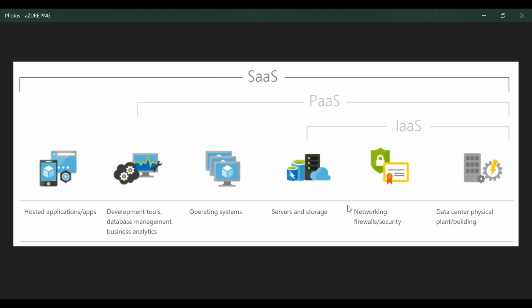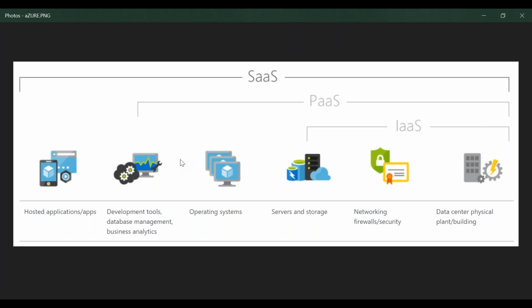So in this platform as a service, along with the server, storage, and operating systems, they are giving some more software also. You can utilize those software and build your applications. Currently, Microsoft Azure is running as a platform as a service.